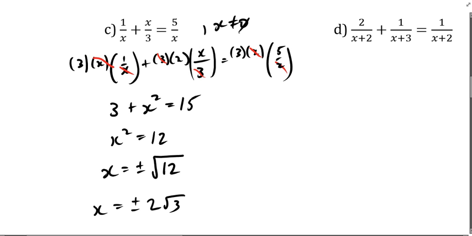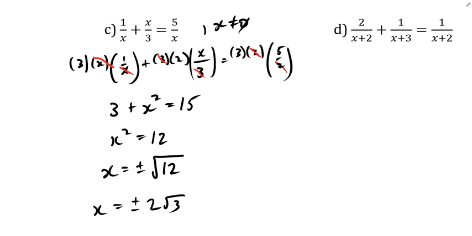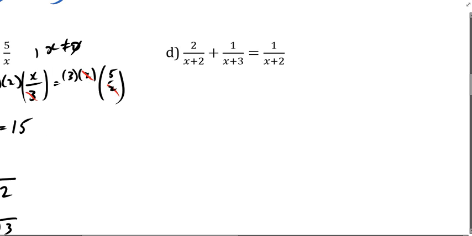You don't have to state the restrictions, but like I said, it's a good idea, especially if there are multiple of them. If x just can't be 0, you're probably okay in that situation, but if there are multiple of them, it's a good idea to list them just so you can double check afterwards. Okay.